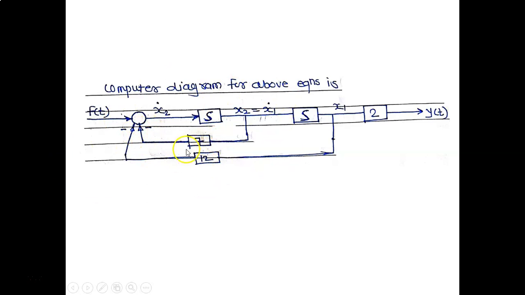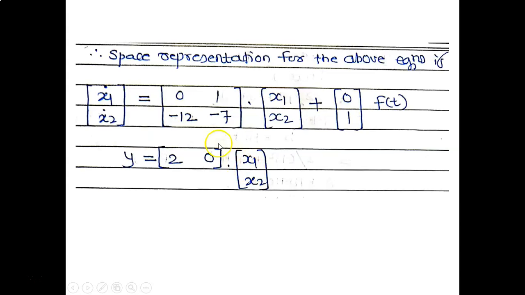Therefore this is our computer diagram. The state space representation for the above equation is [x1 dot; x2 dot] equal to [0 1; -12 -7] [x1; x2] plus [0; 1] f(t), and y is equal to [2 0] [x1; x2]. Therefore these are the problems on direct programming. Now we will see problems on the parallel programming method.